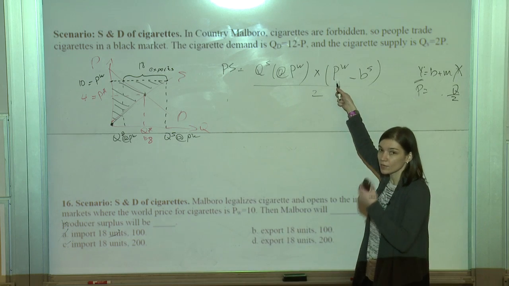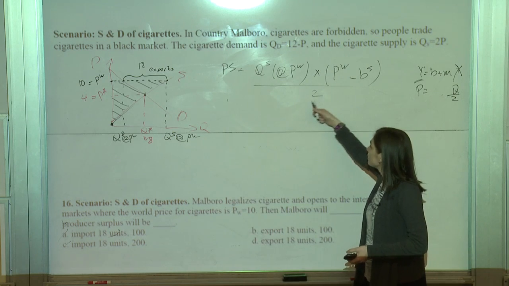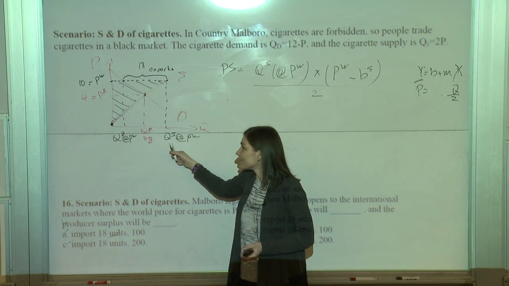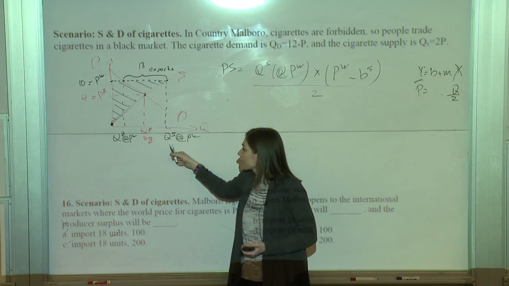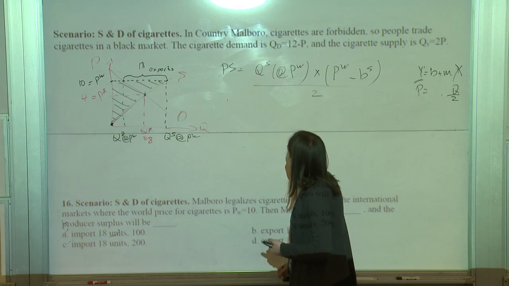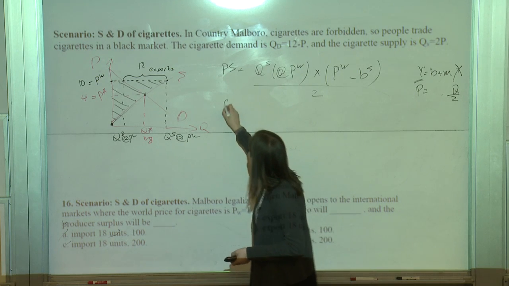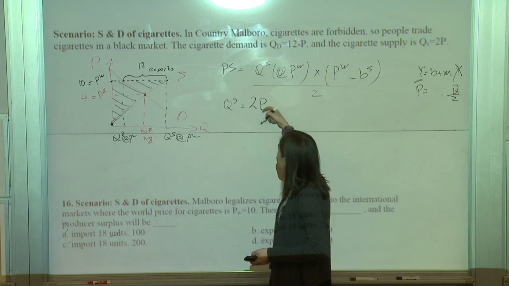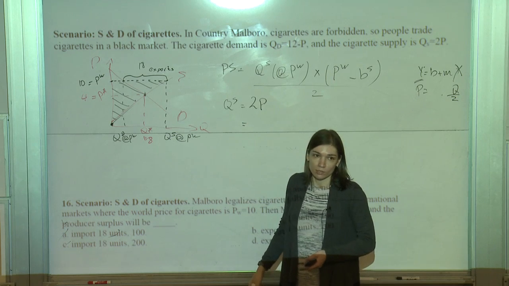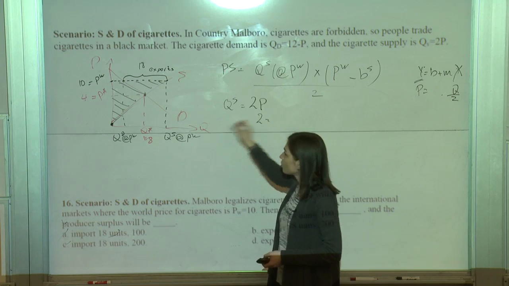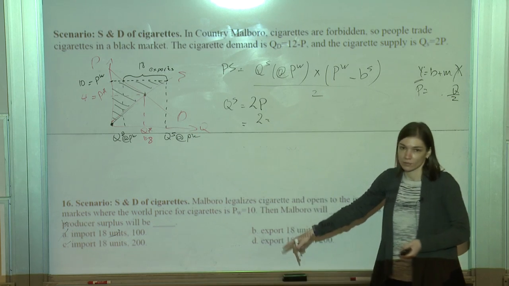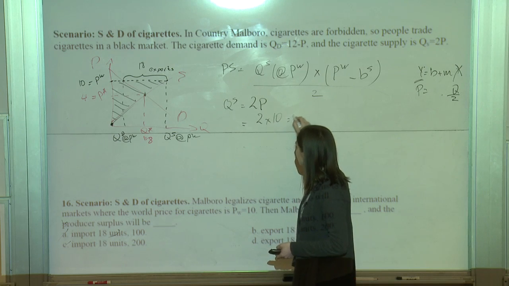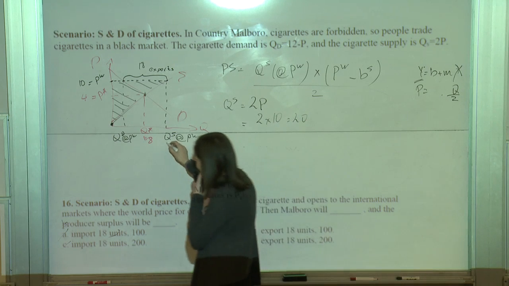I know the world price is 10. I don't know what the quantity supplied at the world price is. That's what I need to figure out. I know it's something more than 8. Well, the quantity supplied is 2 times P. And at the world price, that would be what? The world price is 10. So that will be 2 times 10, or 20. So now this is 20.